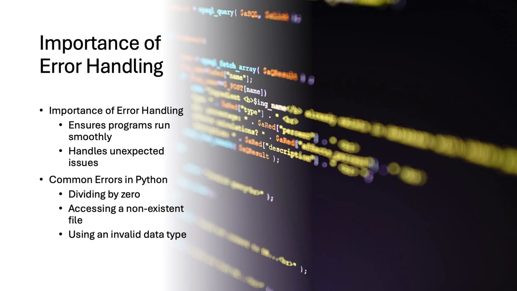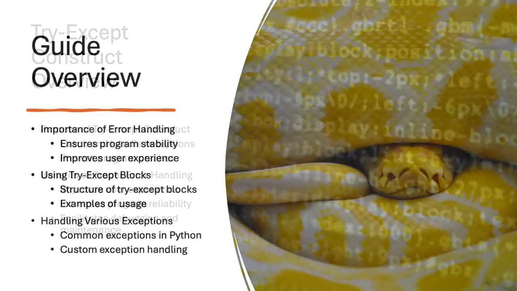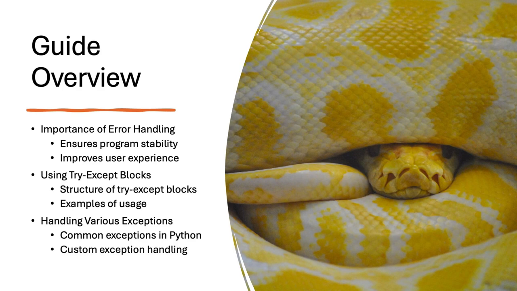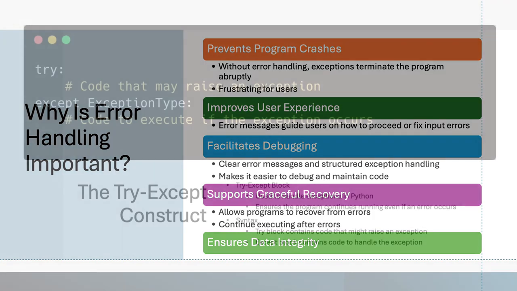In Python, common errors include dividing by zero, accessing non-existent files, and using invalid data types. The try except construct in Python helps catch and handle exceptions, preventing crashes. Proper error handling enhances user experience, program reliability, and aids in debugging and maintenance. This guide covers the importance of error handling in Python, how to use try except blocks, and examples of handling various exceptions. Error handling prevents program crashes, improves user experience, facilitates debugging, supports graceful recovery, and ensures data integrity.